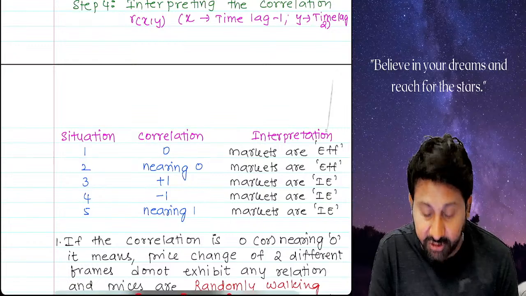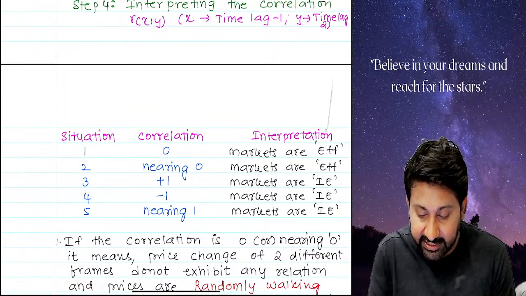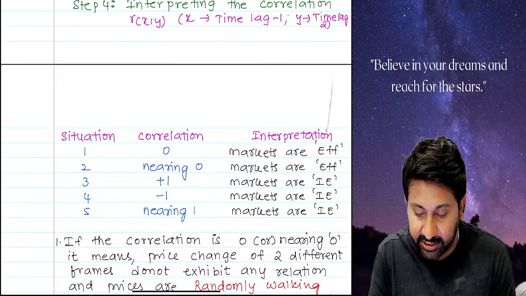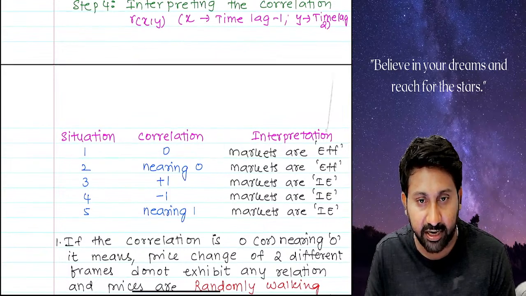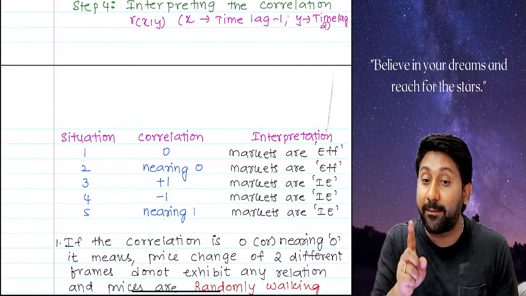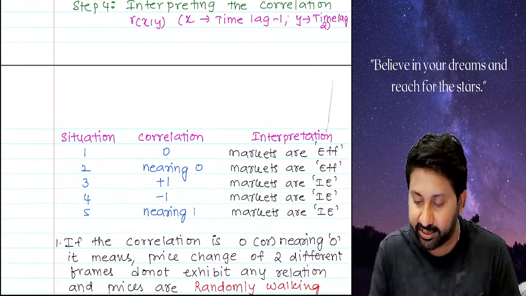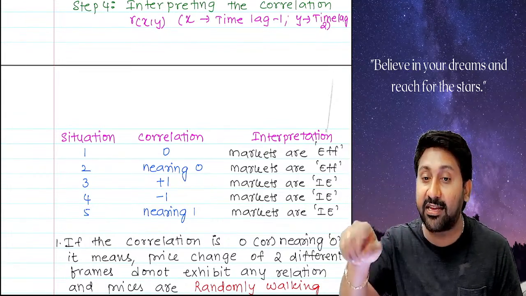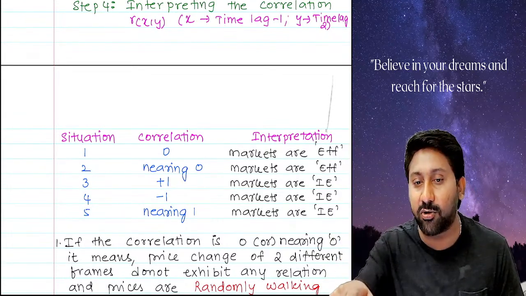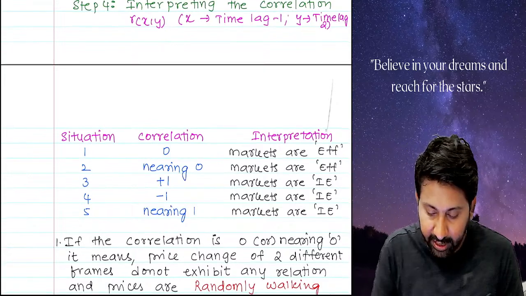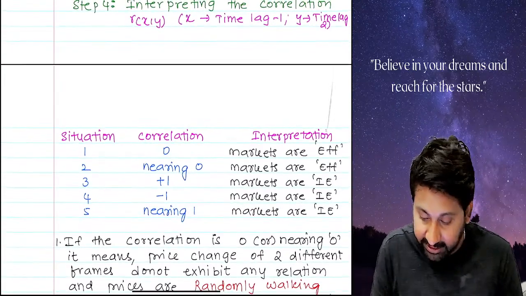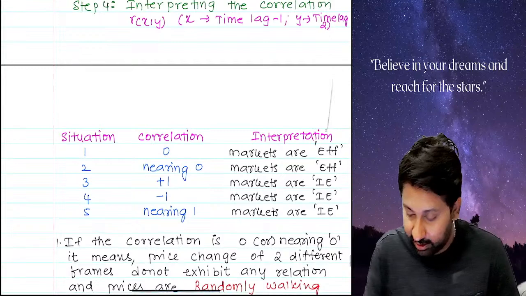Important. Situation 1, you got the correlation as 0. Markets are efficient. Means what? On the basis of trend, you can't analyze the market. Correlation is 0, no correlation. That means using technical analysis, you can't do anything. Fundamental analysis only will help you. Therefore, nearing 0, efficient. Plus 1, inefficient. Minus 1, inefficient. Nearing 1, inefficient.